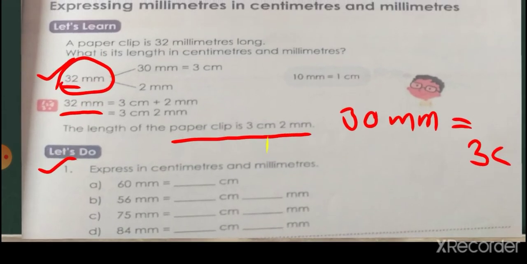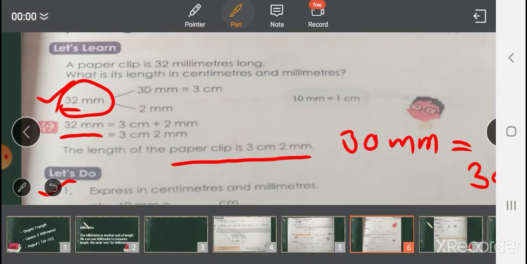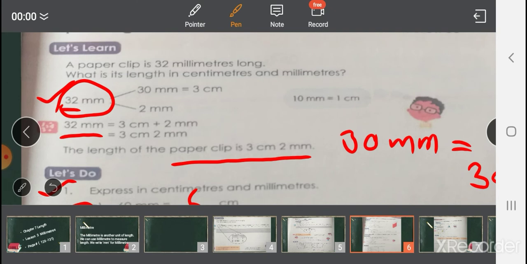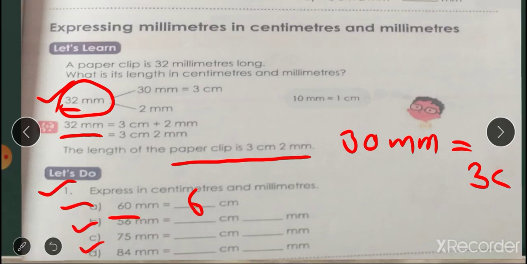Here we have the first one I'm going to do for you. 60 millimeters equals dash centimeters. So we know that 6 tens millimeters equals only 6 centimeters. The rest you have to do yourself in your books. Let's go for the next.